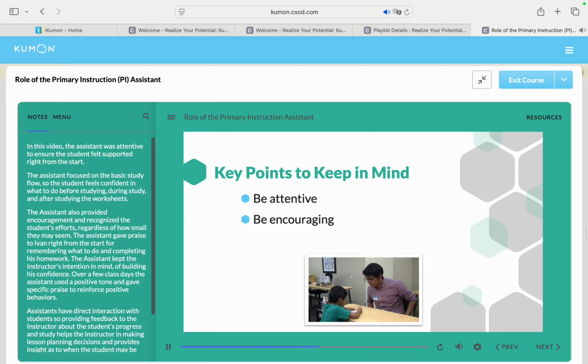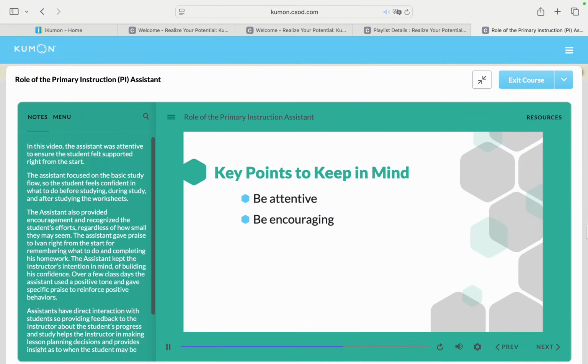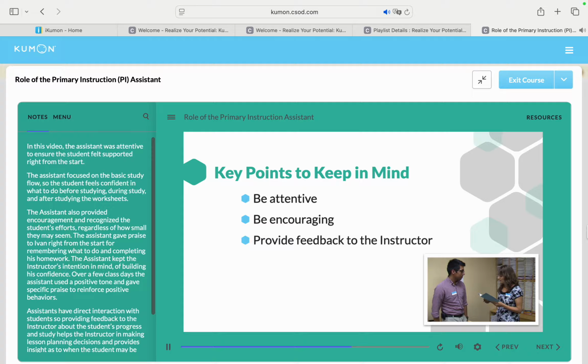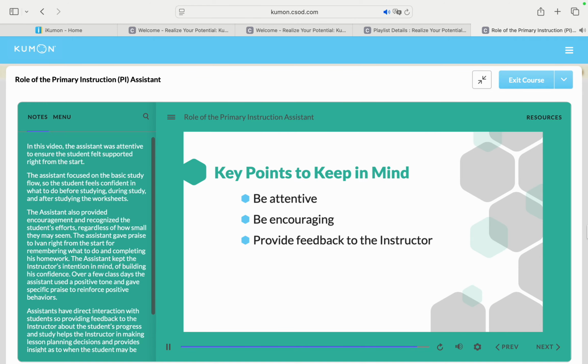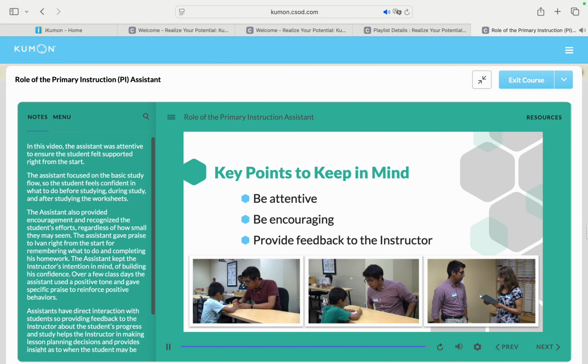Over a few class days, the assistant used a positive tone and gave specific praise to reinforce positive behaviors. Assistants have direct interaction with students, so providing feedback to the instructor about the student's progress and study helps the instructor in making lesson planning decisions and provides insight as to when the student may be ready for a new development goal or to study in the main classroom. Let's move to our next topic.